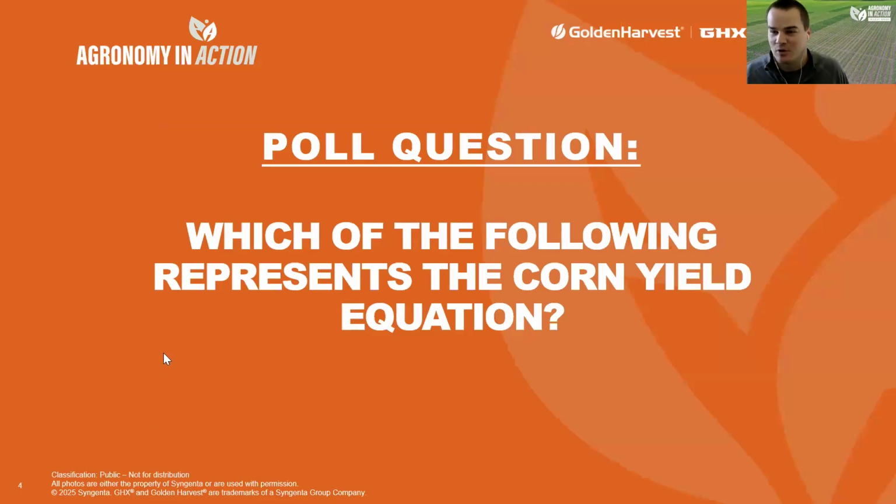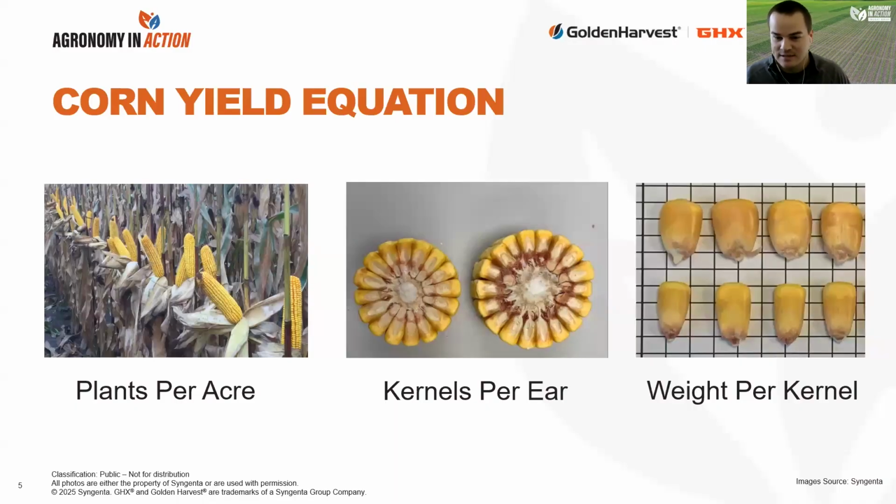Okay, so the results of the poll question, we have a little bit of variety of everything, but the majority, at least 51% of you, selected the second one there, ears per acre, kernels per ear, and kernel weight. And for those 51% of you, you will be correct. The corn yield equation is plants per acre, kernels per ear, and then the weight of each of those individual kernels. Test weight is not part of the corn yield equation. It has its place, but not in the yield equation. And we'll talk a little bit more about that later.